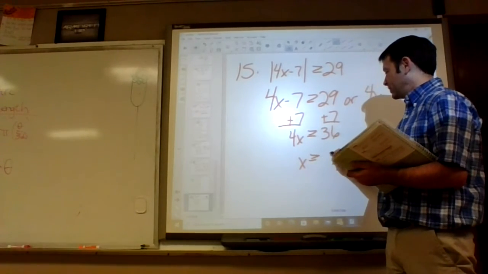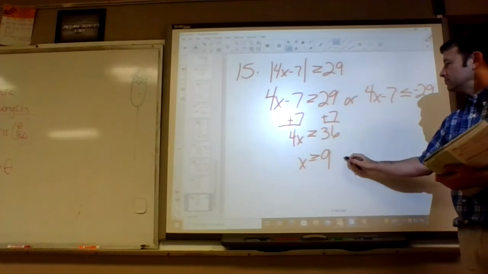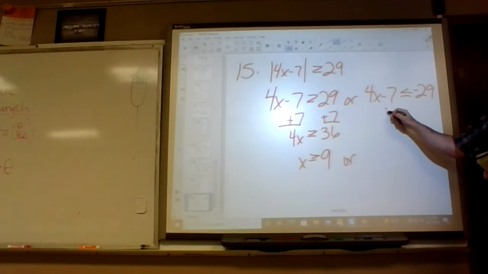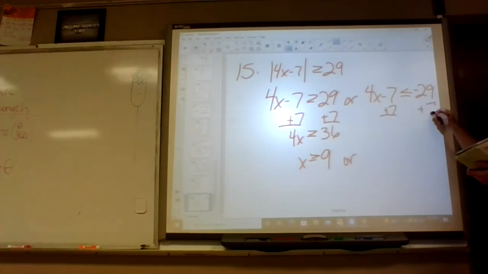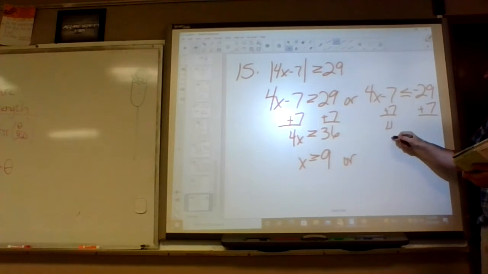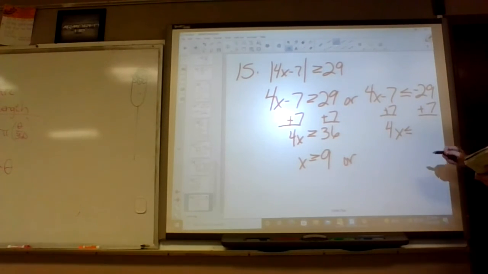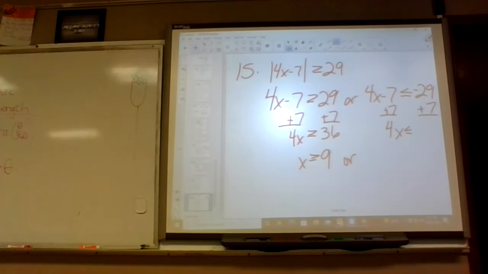36 divided by 4 is 9. Can you guys do negative 29 plus 7 in your head? No. Negative 36. Oh, just kidding. Negative 22.